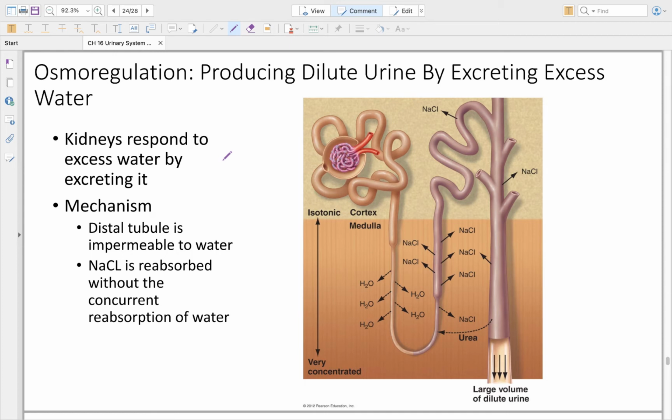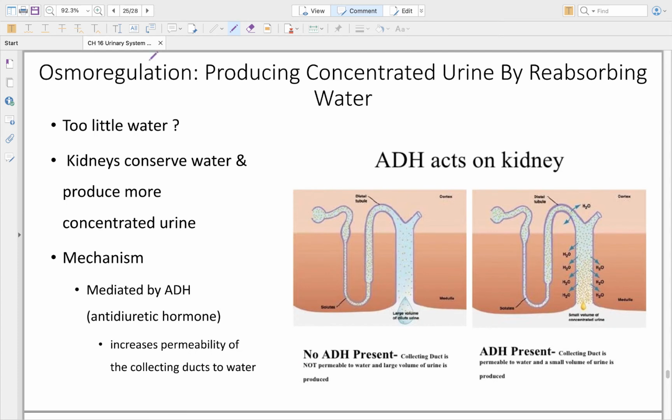So basically, let's say that you drink excess water in a day. Ultimately, because the distal convoluted tubule is impermeable to water, NaCl is reabsorbed without a concurrent reabsorption of water. And so therefore, we get this large volume of dilute urine. Okay, that's not a huge problem.